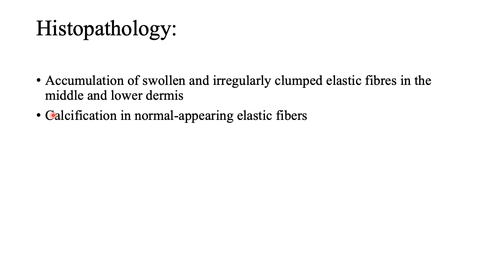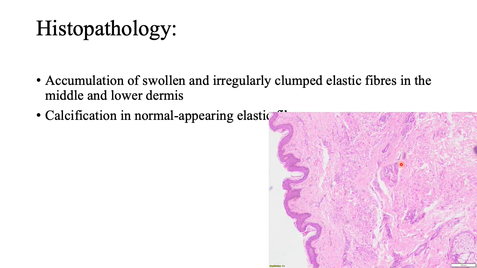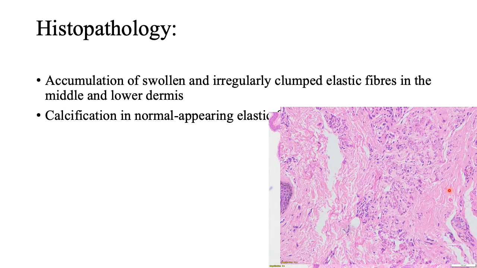Skin punch biopsy of this condition shows accumulation of swollen and irregularly clumped elastic fibers in the middle and lower dermis. The elastic fibers are also calcified. So this is the low power view of the skin of this lesion, which consists of epidermis and dermis, and we can see these clumped elastic fibers in the mid dermis and in the deep dermis. In the high power view, we can see clearly these clumped elastic fibers.